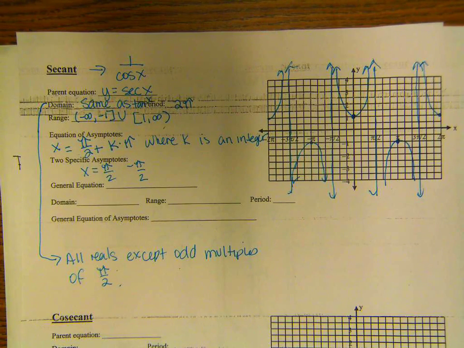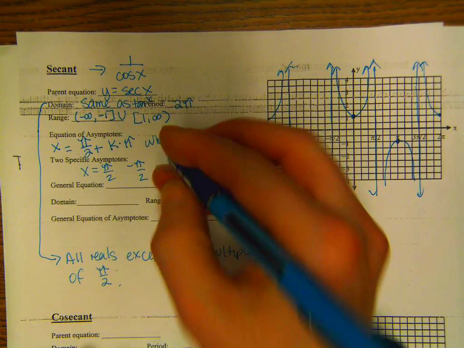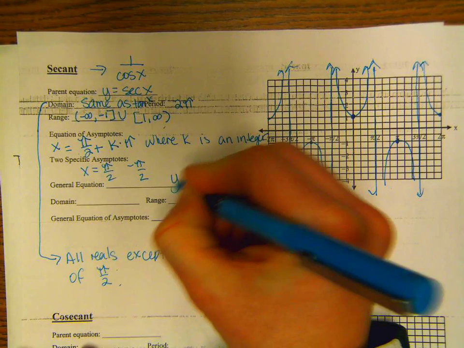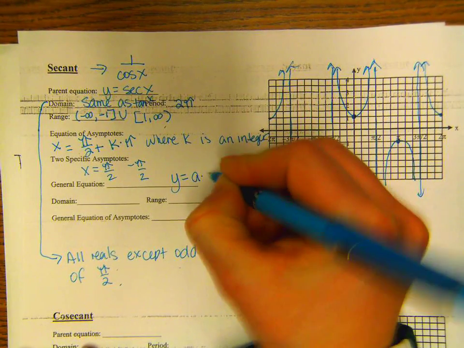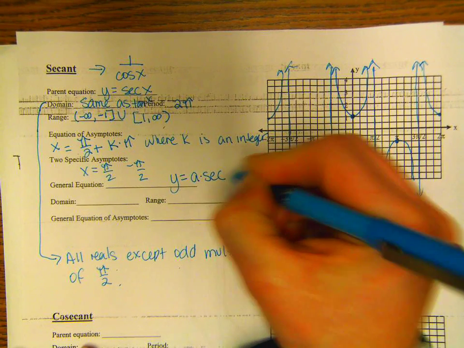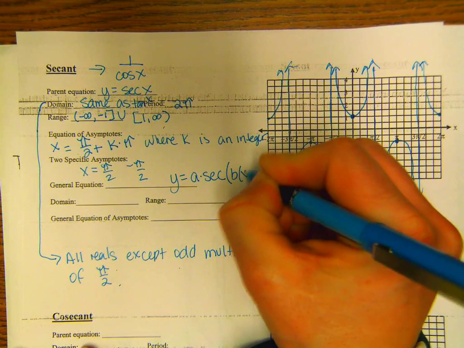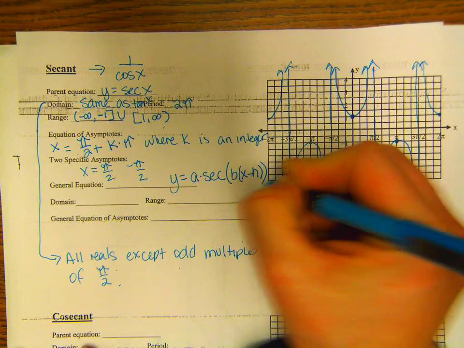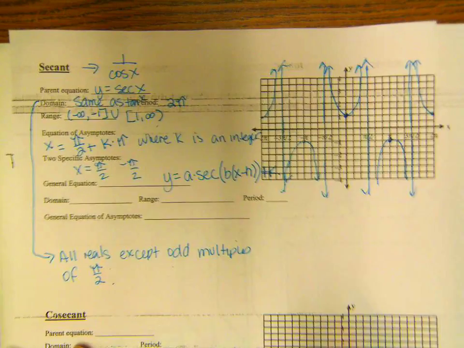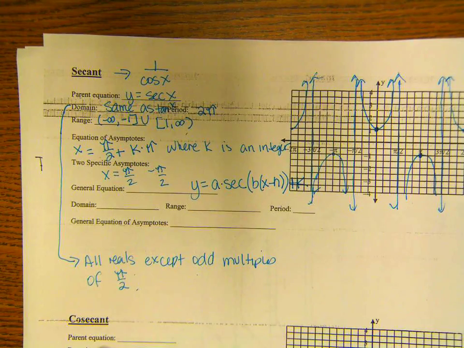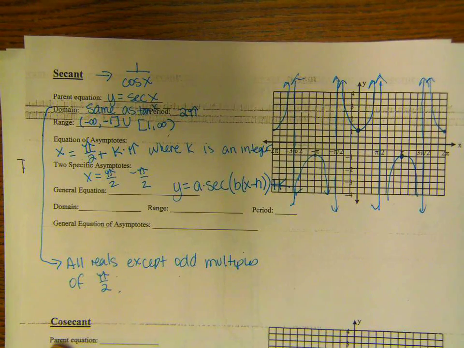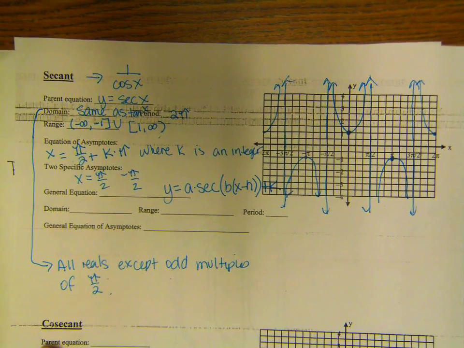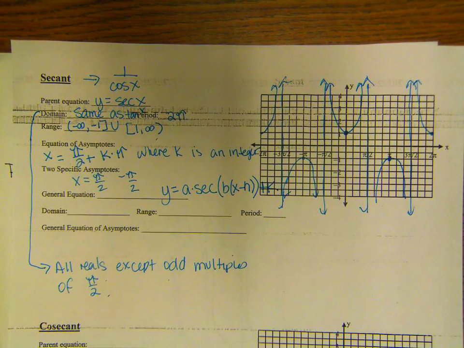So let's just talk about transformations for a second. I'm not going to write all of these things down. If I was writing a general equation for this, I could write A times secant, parentheses, B, x minus h, plus k. I could write that. What do you think A would do to these U's?